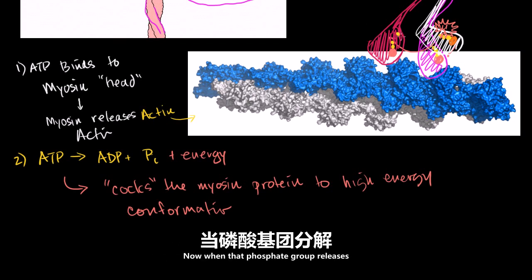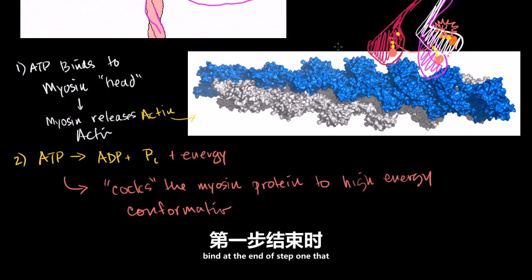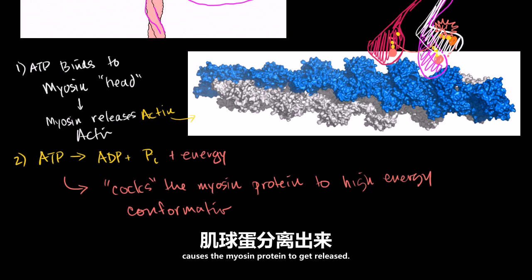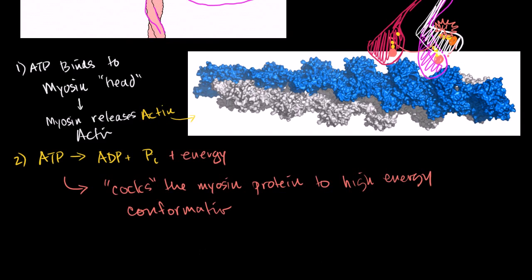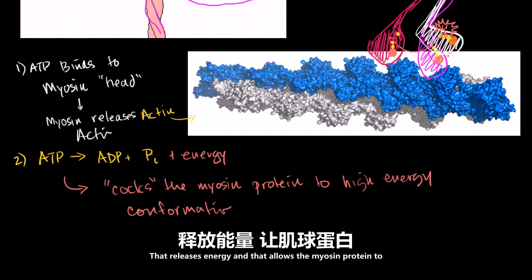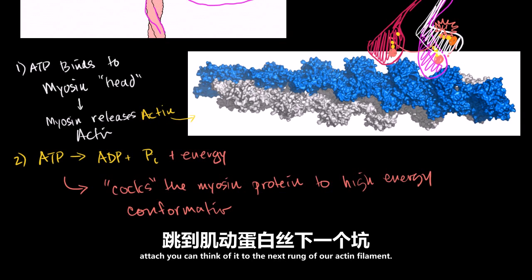Now, when that phosphate group releases, let me write this as step 3. So remember, when we started, we were just sitting here. The ATP binds on step 1. At the end of step 1, that causes the myosin protein to get released. Then, after step 1, we naturally have step 2. The ATP hydrolyzes into ADP and phosphate. That releases energy, and that allows the myosin protein to get cocked into this high energy position and attach, you can think of it, to the next rung of our actin filament.